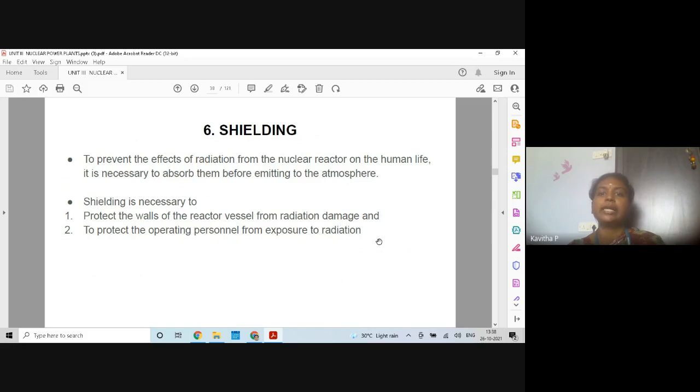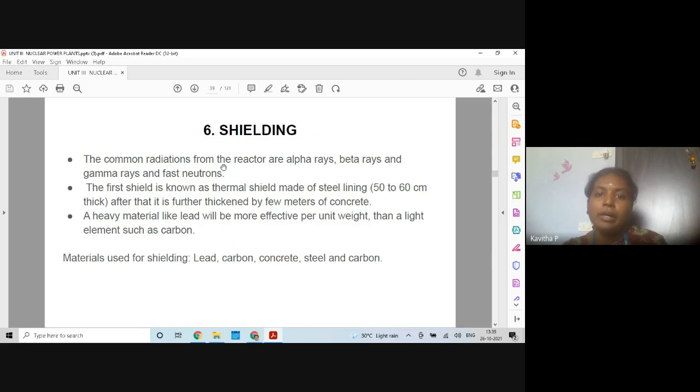So proper shielding has been done for the nuclear reactors so that the radiations generated during the nuclear fission process don't affect the technical professionals working in the nuclear power plant or the residential people residing around the nuclear power plants. The proper shielding will arrest all the radiations and no radiations will escape into the atmosphere. And the common radiations from the reactors are alpha rays, beta rays and gamma rays, along with fast neutrons.